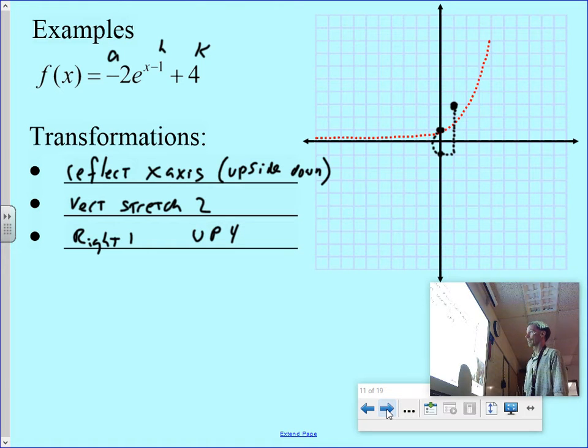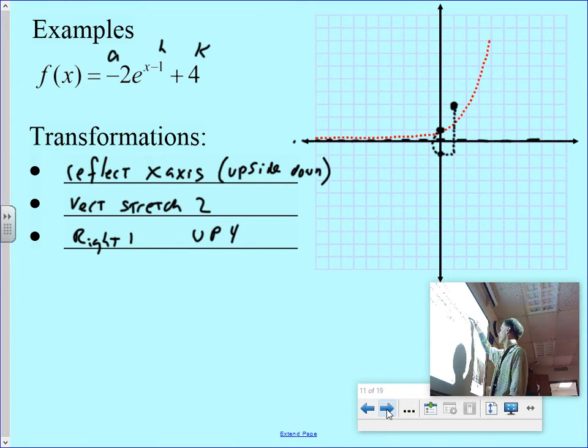Okay? Now, how do I actually graph it? Remember, this also has an asymptote. So I'm going to shift the asymptote also up 4. 1, 2, 3, 4. So my new asymptote is going to be up here.